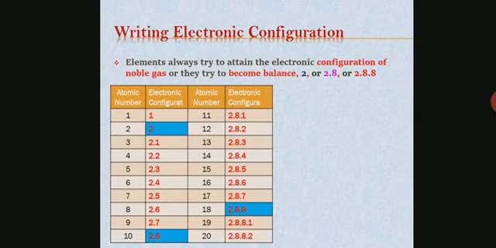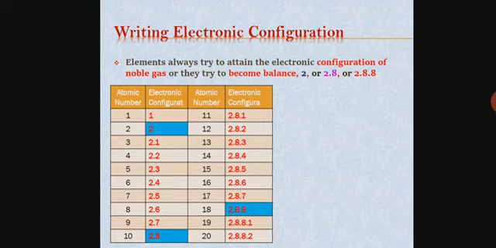Now about the group, there are 18 groups. The group is determined by the valence electron. Valence electron means the outermost one, the last one. This is called the valence electron. Let's see, like say atomic number 4. In atomic number 4, electronic configuration is 2.2. We find that valence electron is 2. That means it belongs to second group. So valence electron will determine the group.